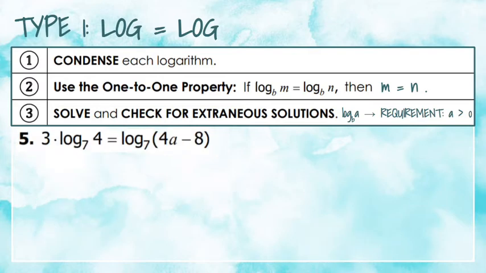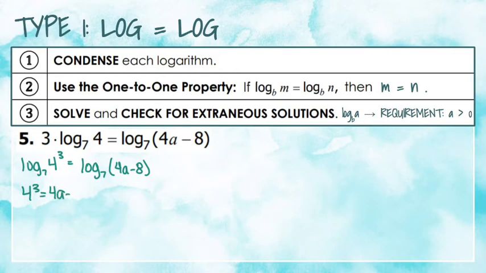We'll do one more of these type together. So we first need to condense each logarithm. On the left side, we have this 3 on the outside. So we need to make it an exponent so that there's just a plain old logarithm here. So we're going to have log base 7 of 4 to the 3rd power is equal to log base 7 of 4a minus 8. Now we know that 4 to the 3rd power has to equal 4a minus 8. So 4 to the 3rd power is actually equal to 64.